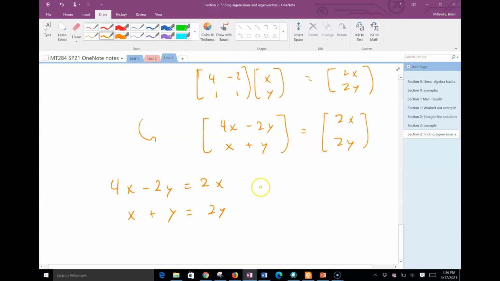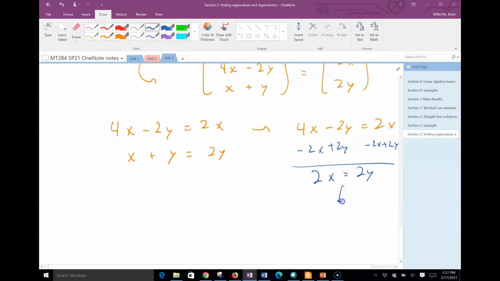So for this first one, I'm going to look at that first equation and just copy it over here. Let's get the x's on one side and the numbers on the other. So I'm going to add 2y to both sides and subtract 2x from both sides. The equation is going to give me 2x equals 2y. If we divide both sides by 2, we get y is equal to x there.